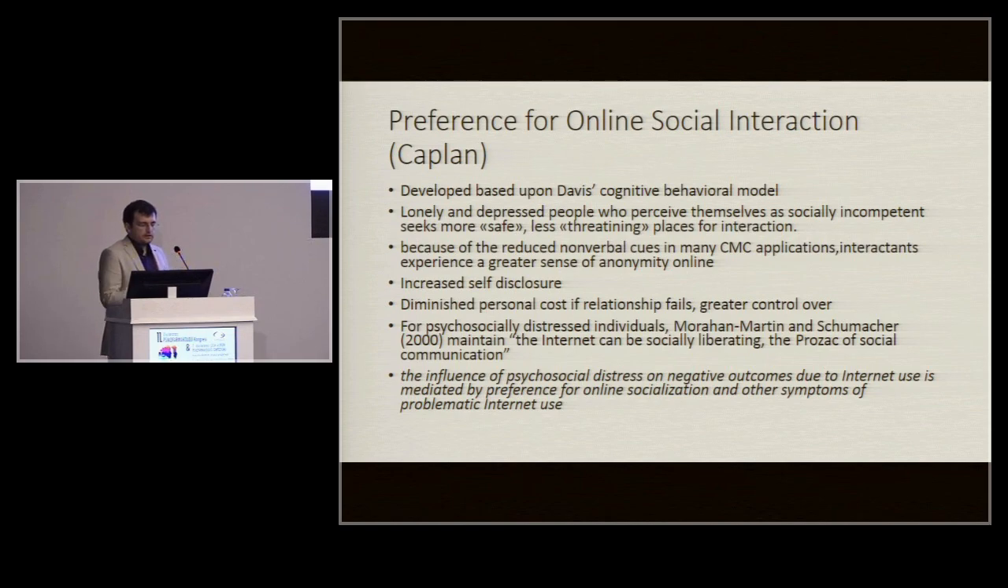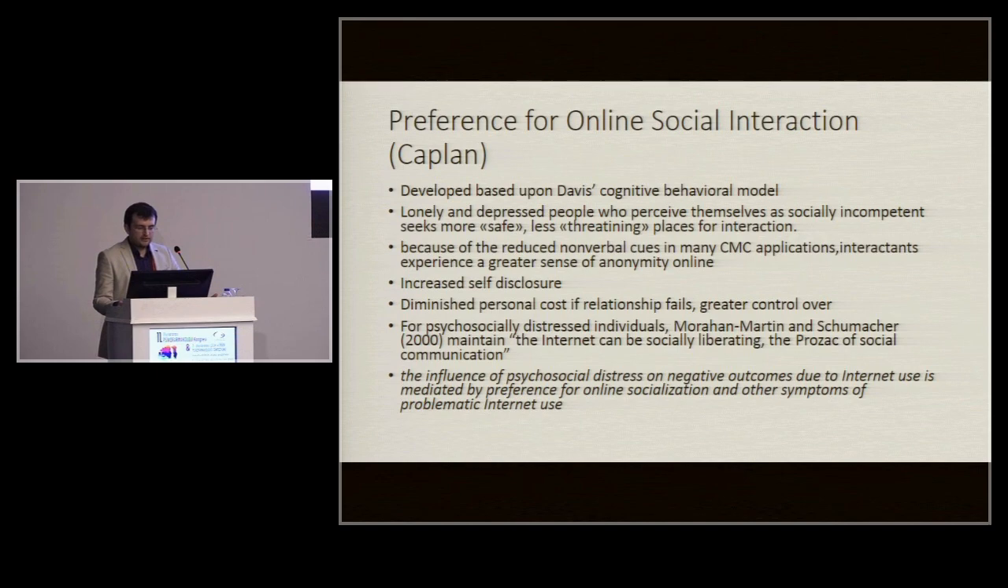Another model is the Kaplan model for preference for online social interaction, and this is actually built upon Davis's cognitive behavioral model. Lonely and more depressed people who perceive themselves as incompetent socially look for more safe and less threatening situations or places for interaction. And due to limited or reduced nonverbal signs or cues, and because there's a greater sense of anonymity online, we can see these people who interact express themselves in a more calm and comfortable way and confident way. And due to increased self-disclosure, they end up controlling themselves more in these situations.